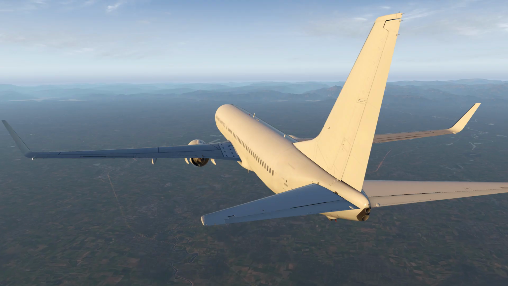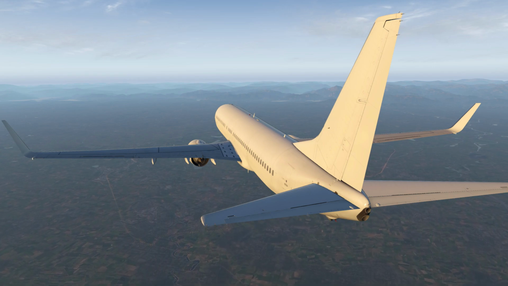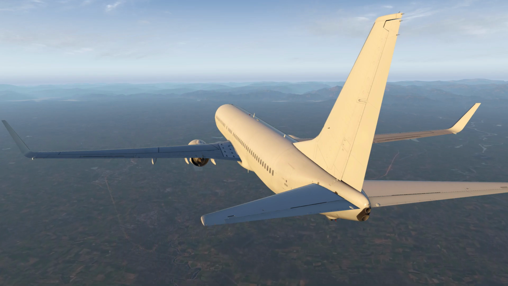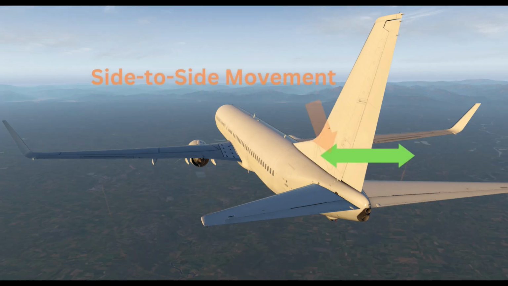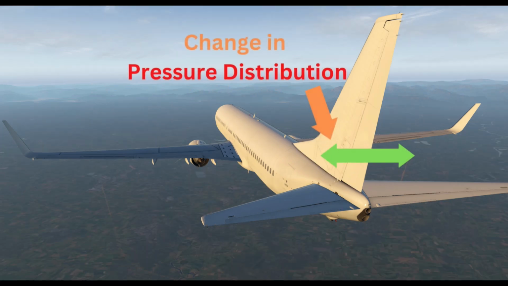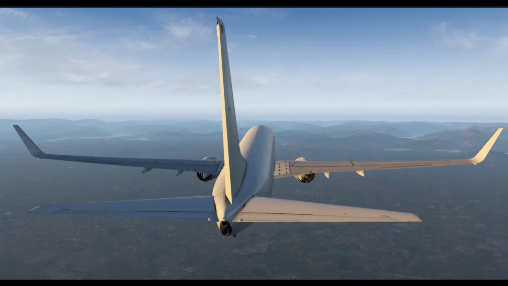The rudder is an example of an aerodynamic device which from a fluid dynamic standpoint works differently than one would expect. The side-to-side movement of this surface changes the distribution of pressure on it, with a modification to the right producing a high pressure on the same side, thus pushing the tail to the left.